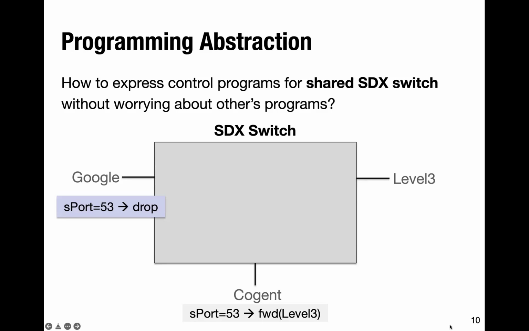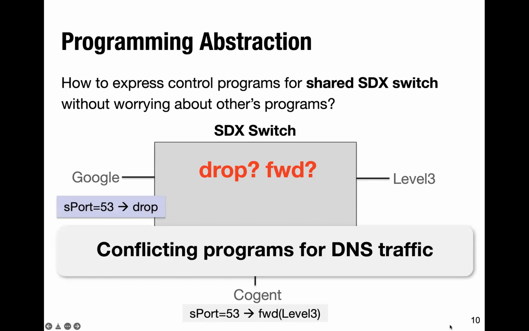Given this, if we push both these rules to the switch, both are matching on source port 53 and both have contradicting actions to be applied. Now the switch will be confused about what should really be done with this packet. Should it be dropped or should it be forwarded, right?